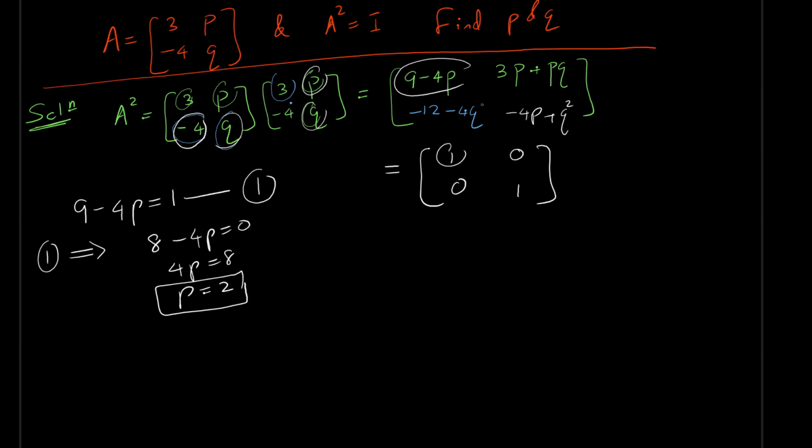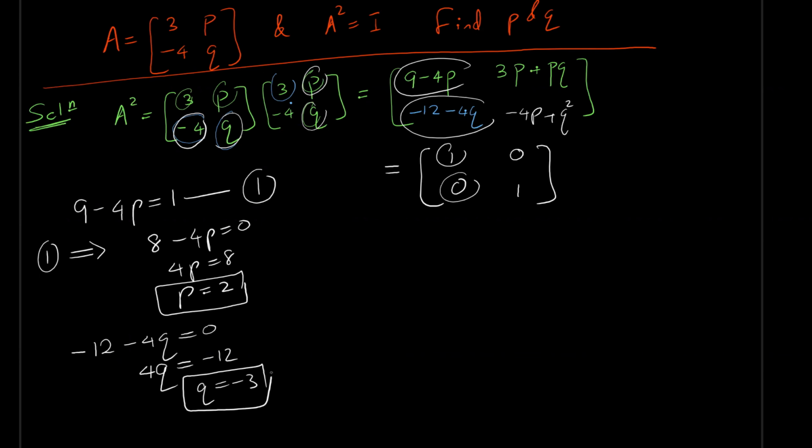Now this guy must be 0, right? So negative 12 minus 4q equals 0. So from here, when I take 4q to the other side, 4q is going to be negative 12. So q equals negative 3. Using only 2 equations, I found p and q. So I used this part. Now let me use this and check my solution.